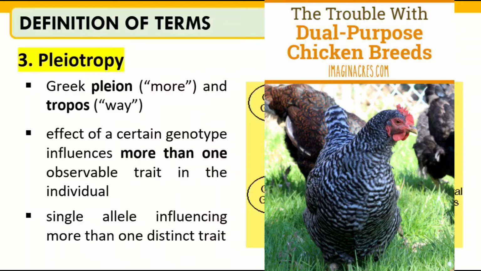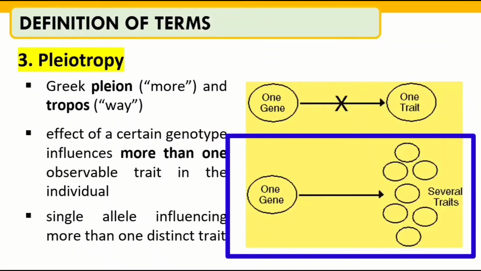So, kapag pinili mo yung mas mabigat na manok for meat, ang tendency is that bababa yung egg production. But, pag pinili mo naman yung higher egg production, there's a tendency that growth rate will be slower. So, mas maliit in size yung manok kapag pinili mo yung higher egg production. And that is one example of genetic correlations, pleiotropy. So one gene, it affects several traits.